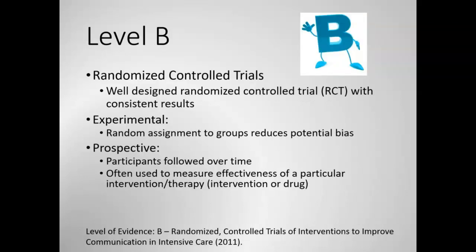B is a very strong level of evidence. So this includes randomized control trials, also known as RCTs, but also with consistent results. So if I did this research in New York City and I repeated the exact same research in Texas, I would get the exact same results.